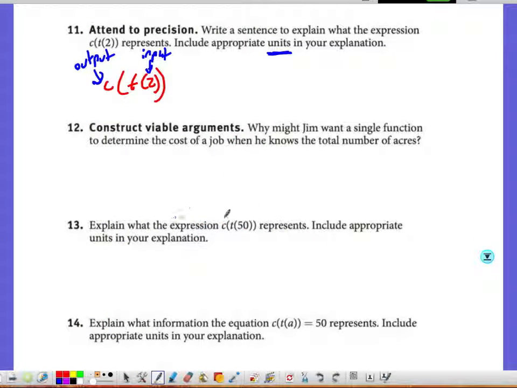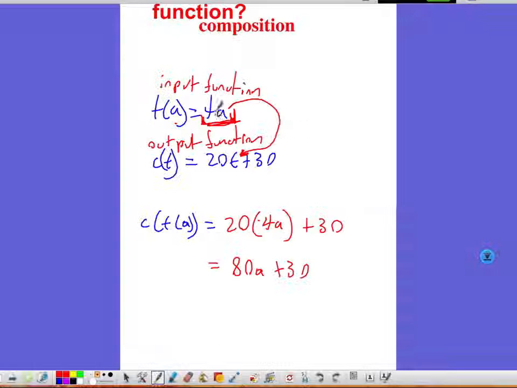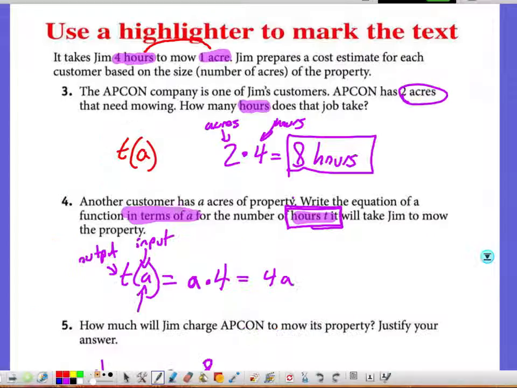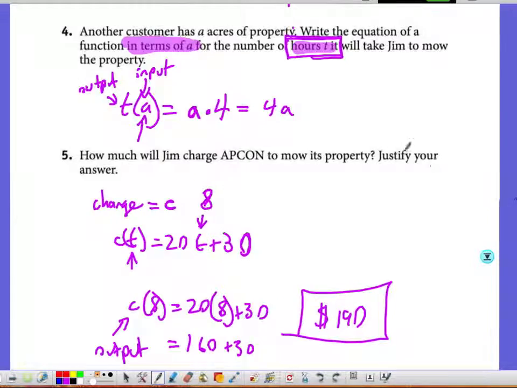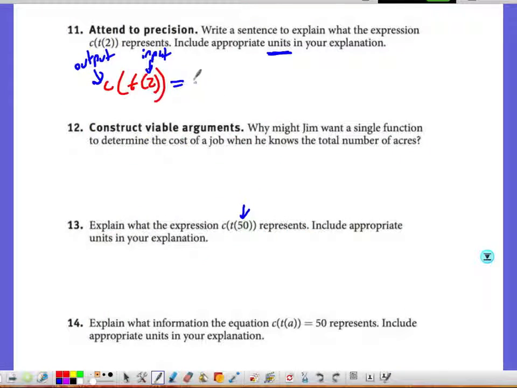Explain what the expression C of T of 50 represents. Include appropriate units in your explanation. So what does the 50 represent? By the way, when we solved this, that was basically number 5. We found that it equals $190. And so it equals 190. So this is going to be our output right here. Our input was 2. What does 2 represent? And what is our output is 190. What does that represent? So here is a similar setup. It's asking what does the 50 represent in this case?